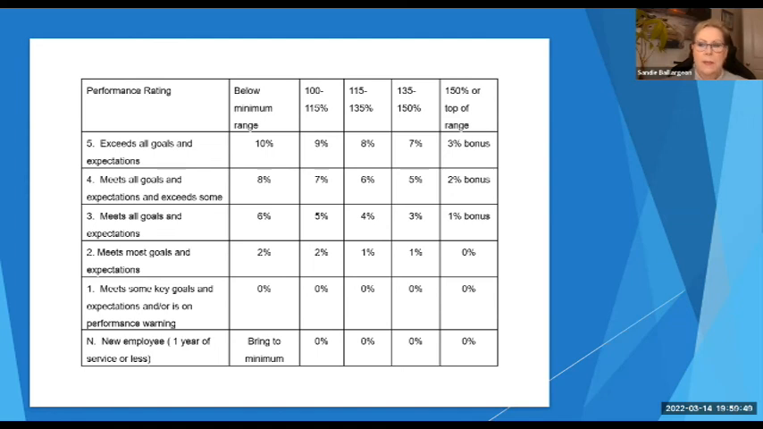So this is the sample that I have given you in your handout tonight, and this explains everything. I just want to explain this top line here. If you've hired someone below the minimum range for your area, because the ranges of salaries are demographic, so it depends on what your demographic area is, and you've got the superstar employee, you might want to give them a 10% increase. If they are meeting most goals and expectations, you might want to give them 2%. If they're meeting some or they're on a performance warning, you give them nothing.